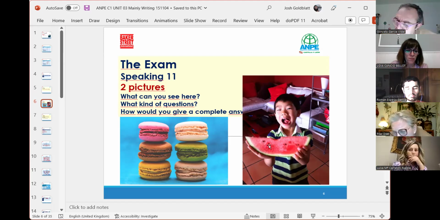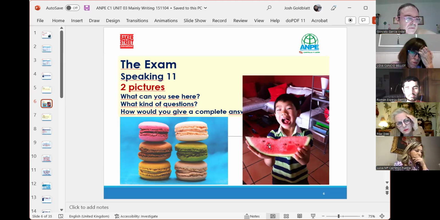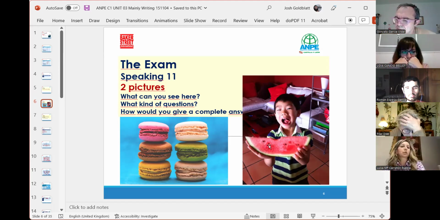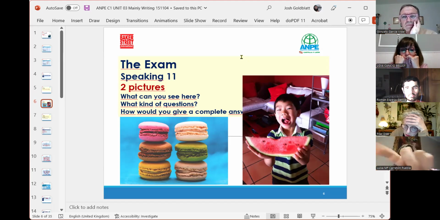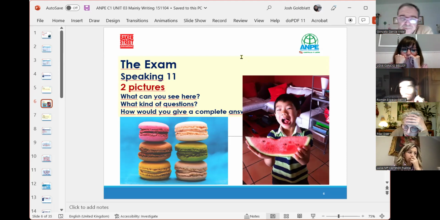Okay, and maybe we can say that the first picture looks more professional, like taken in a studio, and the second one looks like a very homemade photo. Of course, it's just a family snap, isn't it? It's a family snapshot. Yeah, absolutely perfect. Very good.